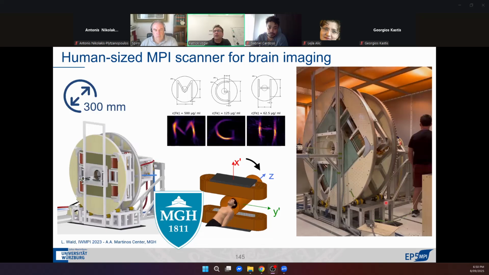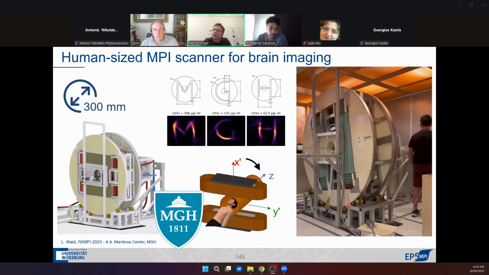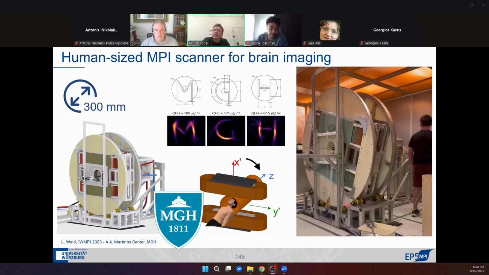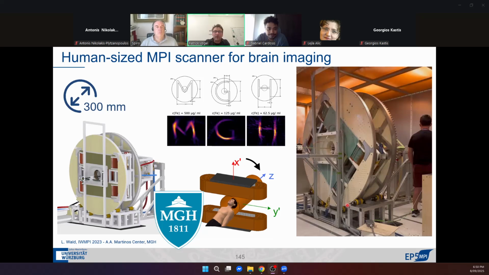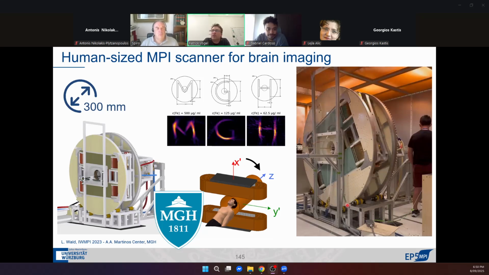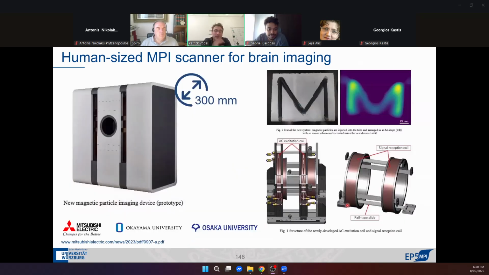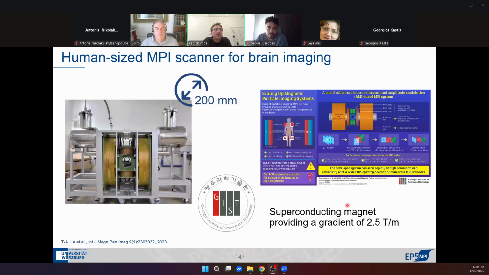Here you can see a scanner system from Larry Wald in Boston. It's 1.5 tons of rotating gantry, which is a really, really heavy machine. Also a head size scanner, that's quite nice. Here from Mitsubishi, also head size scanner. There is a scanner from, where is it? Korea, I think, which uses a superconducting magnet.